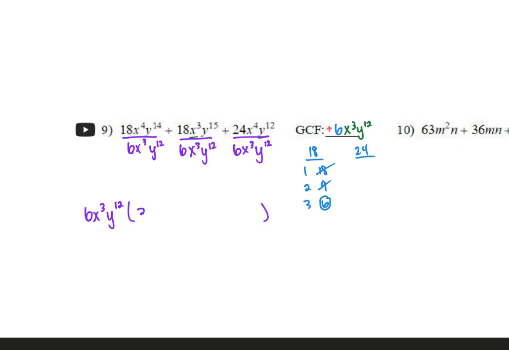18 divided by 6 is 3. Subtract our exponents. We get x and y squared. 18 divided by 6 is 3. Subtract our exponents. X cubed and x cubed cancel out. And then we have y to the 15th and y to the 12th, so that's y cubed. 24 divided by 6 is 4. Subtract our exponents, and our y to the 12th cancel out.